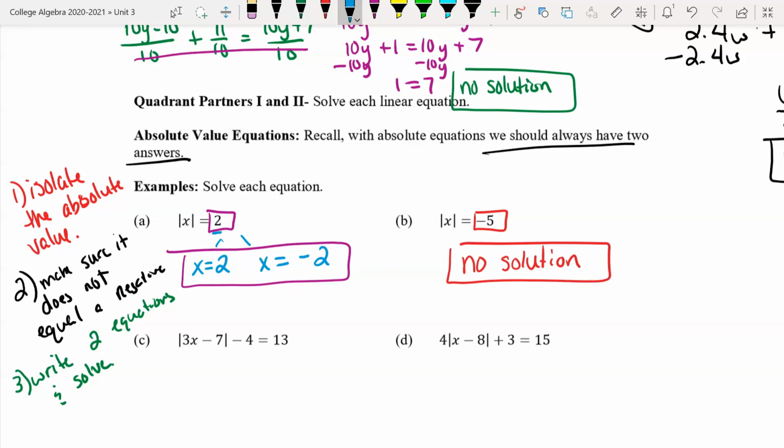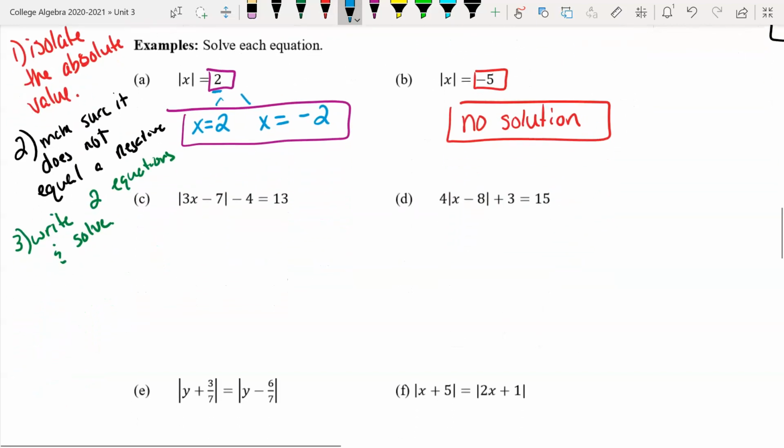Okay? So now we're going to do some more advanced ones. C, the absolute value of 3x minus 7, minus 4 equals 13. So the first step is to isolate the absolute value. So I've got to get rid of this 4, so I've got to add it to the other side.